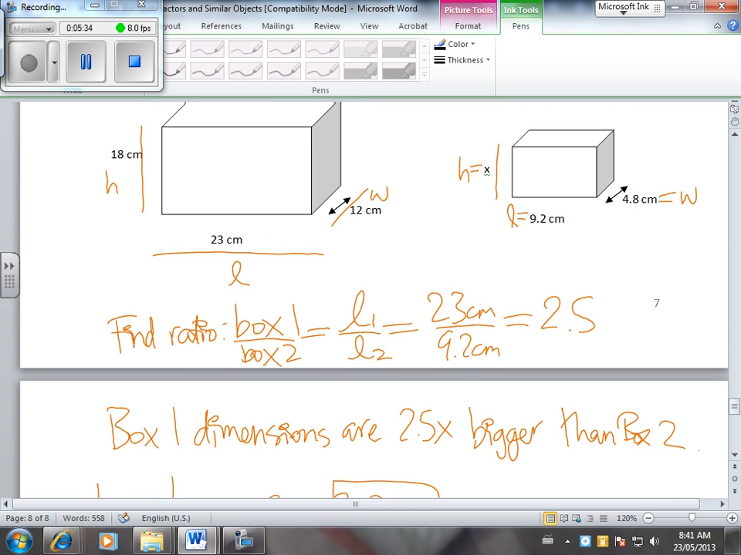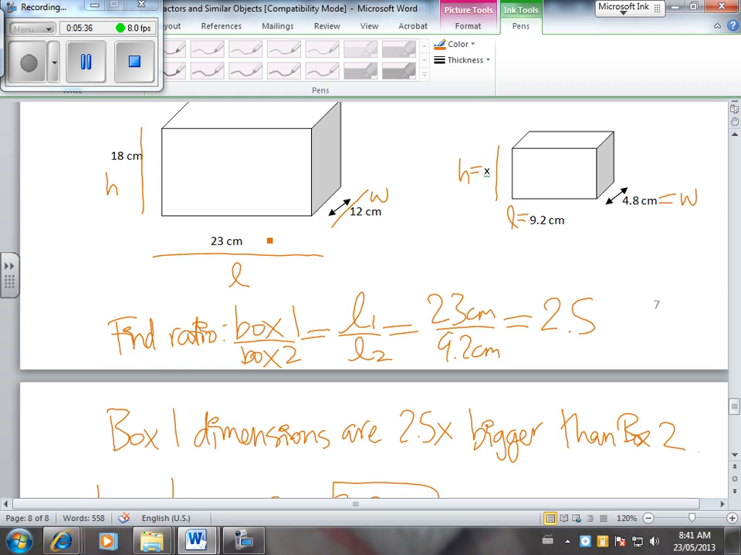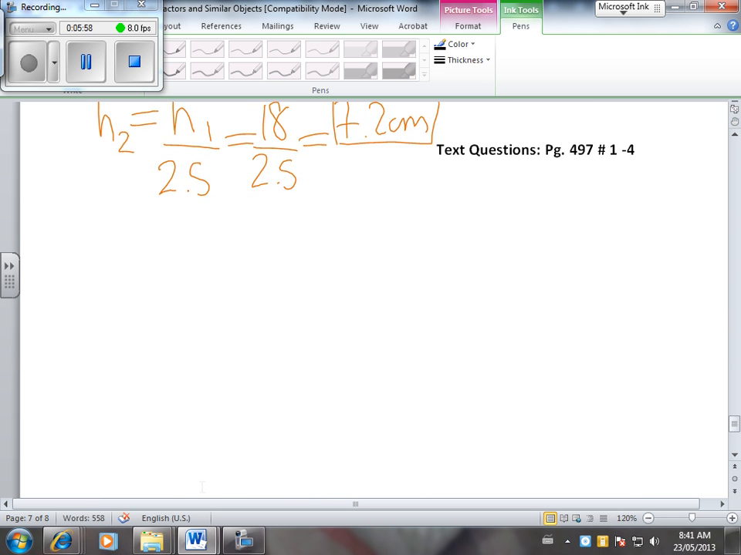And you can go back and look at your boxes and see, does that sort of make sense if this is 7.2 centimeters? And it looks pretty proportional to the rest. And so, if you had gotten, say, a height of 24 centimeters, then hopefully you'd see that that's not correct because box 2 is smaller than box 1. So if you had multiplied 18 by 2.5 instead.